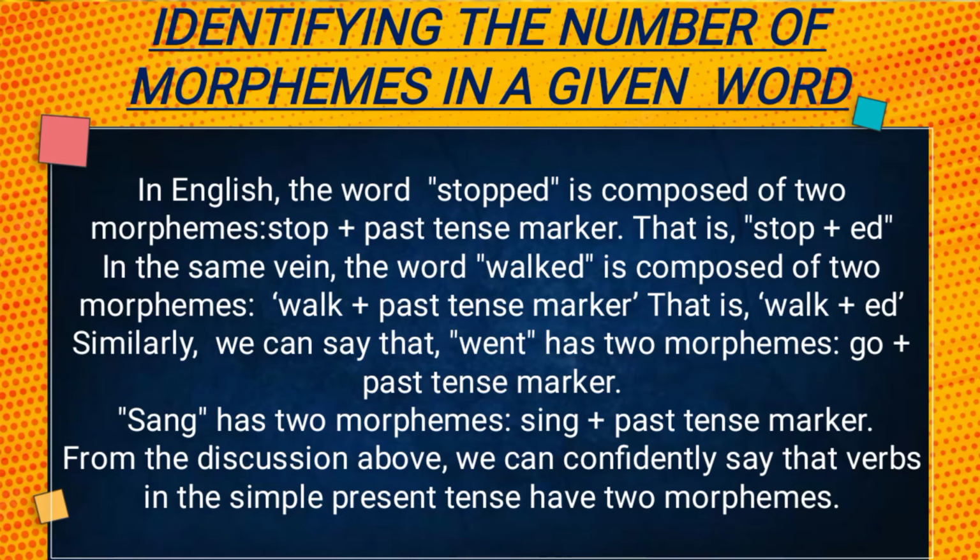Okay. Similarly, we can say that went has two morphemes: go plus the past marker. Sang has two morphemes: sing plus the past tense marker. From the discussion above, we can confidently say that verbs in the simple past tense have two morphemes.